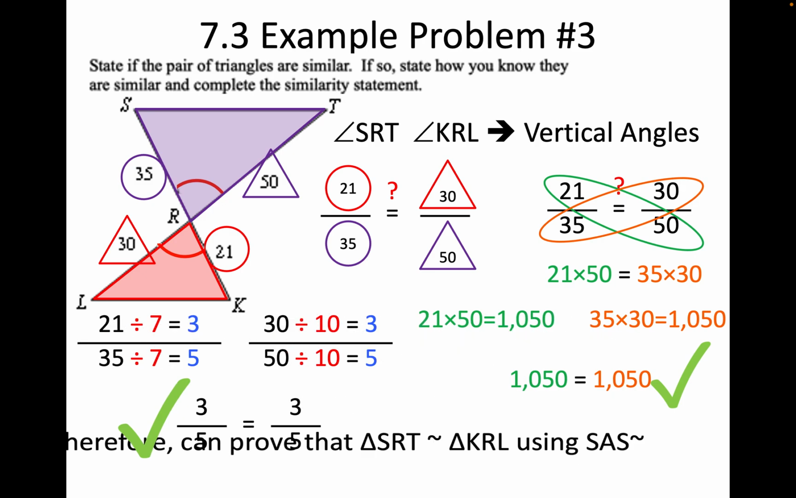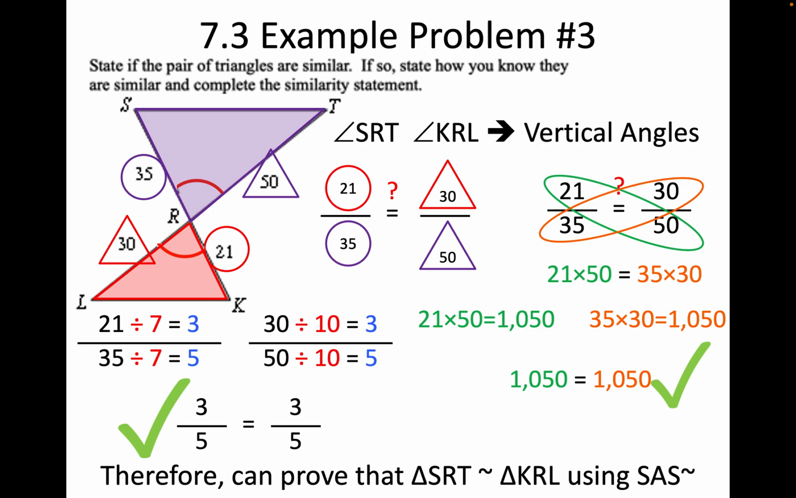So now that I know that they're proportional, I can prove that triangle SRT is similar to triangle KRL using SAS, or side angle side similarity. And once again, it didn't have to be that similarity statement. As long as the corresponding points match up, that would be appropriate. So again, I have the S, which is across from my purple triangle. That goes with K, which is across from my red triangle. I have T, which is across from my purple circle. That matches up with L, which is across from my red circle, so I know that these are corresponding points.